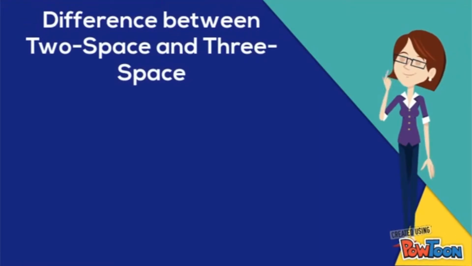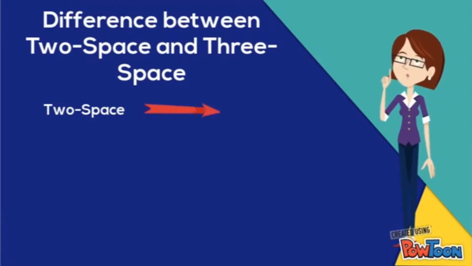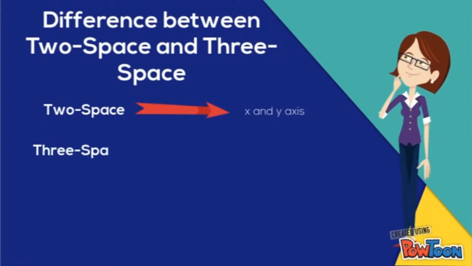Let's start off to see the difference between 2 space and 3 space. 2 space contains x and y axes only, and 3 space contains x, y and z axes.